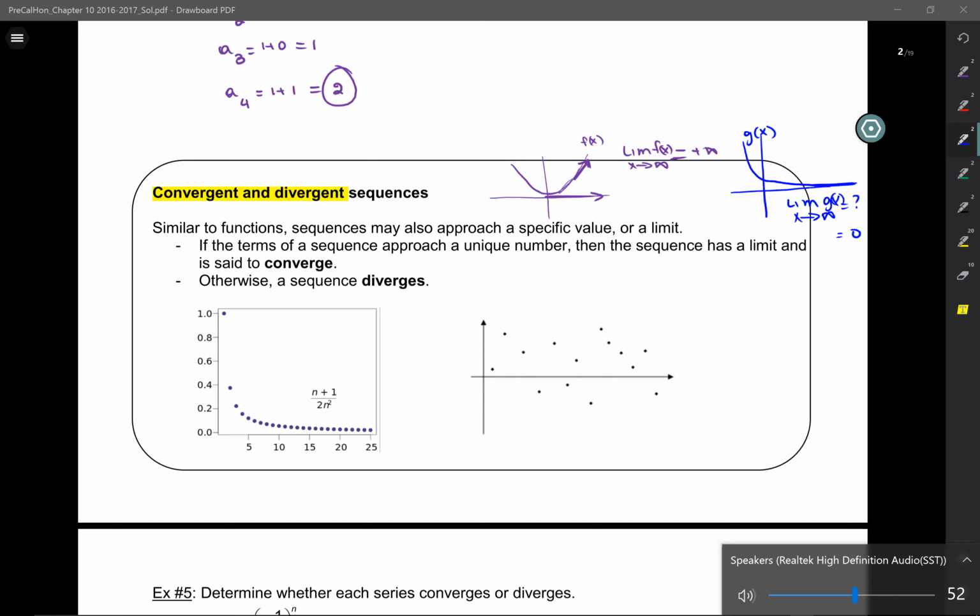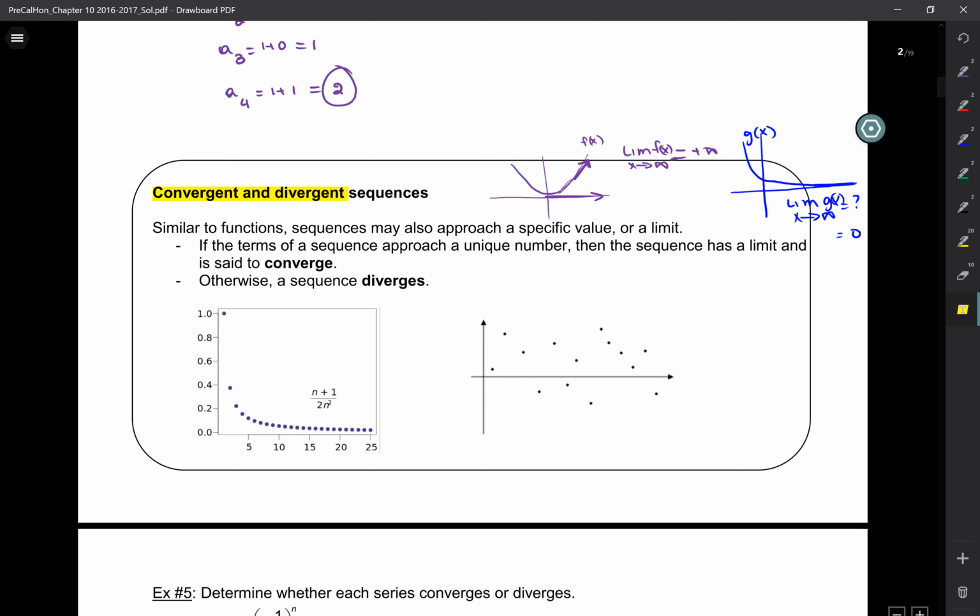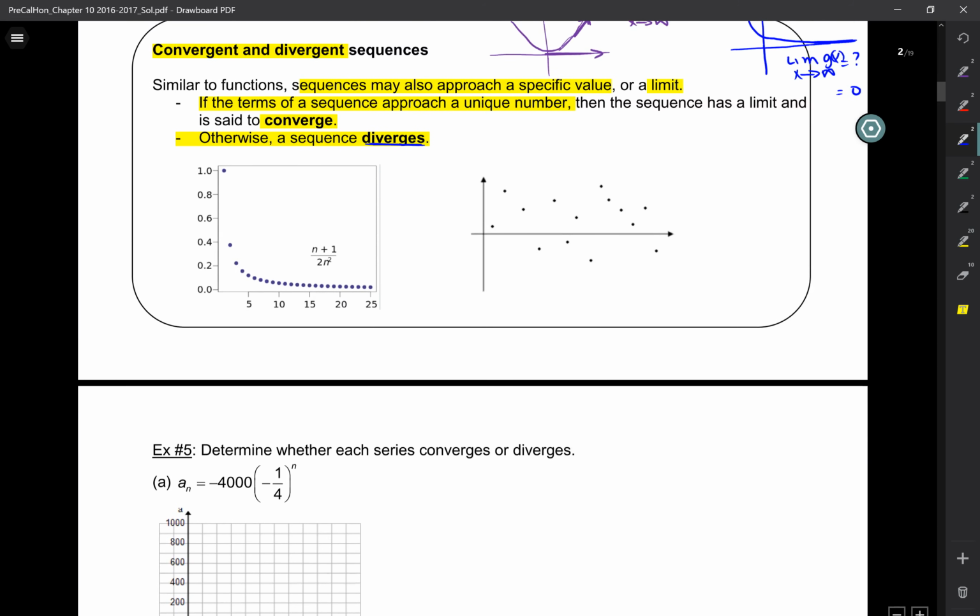In a similar fashion, sequences may also approach a specific value or a limit. And if the terms of a sequence approach a unique number, we say the sequence has a limit and it converges. Otherwise, if the terms in the sequence do not look like they are approaching a specific value, then we say that it diverges.